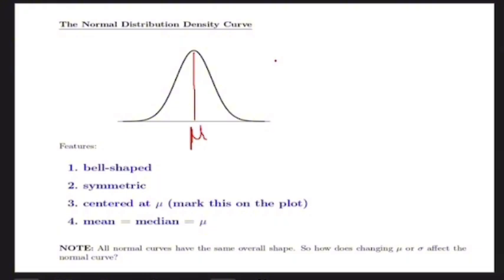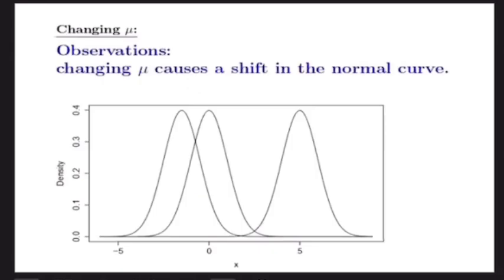Now, when we have a normal distribution, the mean and median are going to be equal. But the most appropriate measure of center is the mean when we have a normal distribution. I need you to take a look at this now. We want to look at the effects of changing mu. I talked about different data sets the other time.